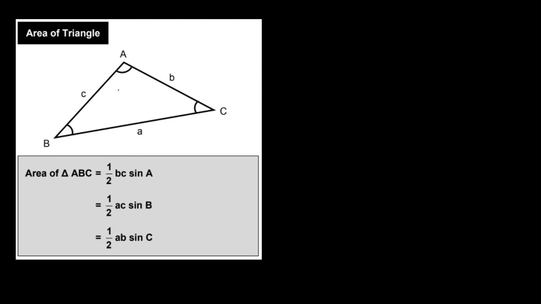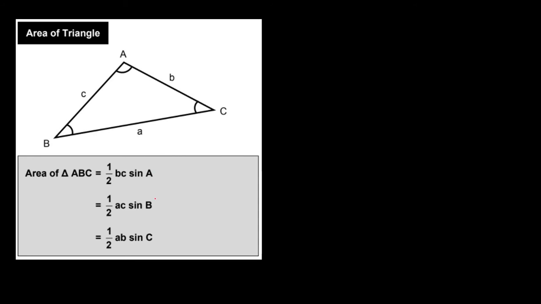The next formula is to find the area of a triangle. So again, from the same triangle where small letters represent the length of sides and capital letters represent the size of the angle, the area of triangle ABC equals 1 over 2 bc sine A, or 1 over 2 ac sine B, or 1 over 2 ab sine C.